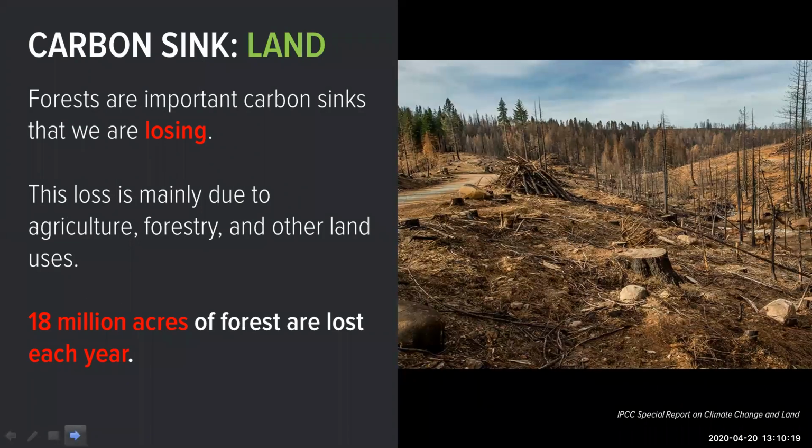Fortunately, the planet has natural solutions for climate change through the use of carbon sinks and carbon sources. These are natural reservoirs that absorb carbon dioxide from our atmosphere. This includes our land. The forests on our planet and other places of vegetation absorb massive amounts of carbon dioxide through biological processes. Preserving forests helps us capture carbon dioxide, while cutting down forests releases all the carbon dioxide that they had stored in their roots. The United Nations Food and Agriculture Organization estimates that 18 million acres of forest are lost each year to agriculture, forestry, and other land uses.